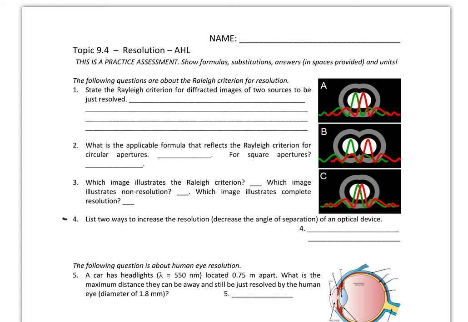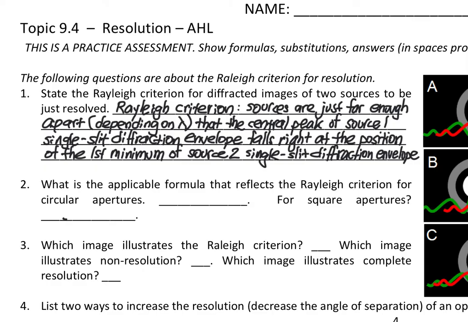But basically the Rayleigh criterion, all right, so the sources are just far enough apart, depending on the wavelength, that the central peak of the single slit diffraction envelope for the first source falls right at the position of the first minimum of the second source's single slit diffraction envelope. And of course, this is modulated by that regular old theta is lambda over b, where b is the slit width of each source.